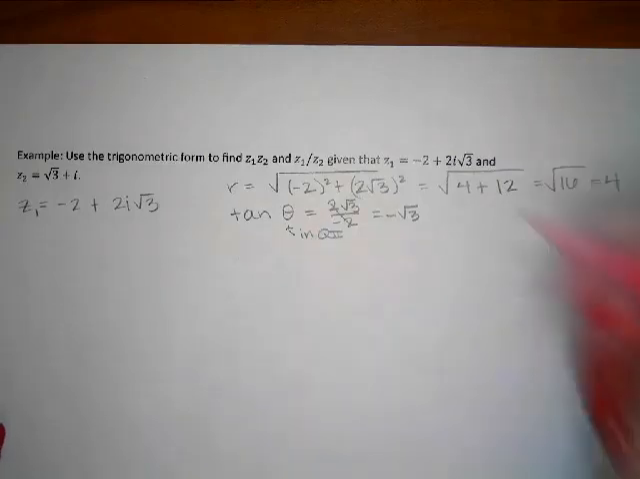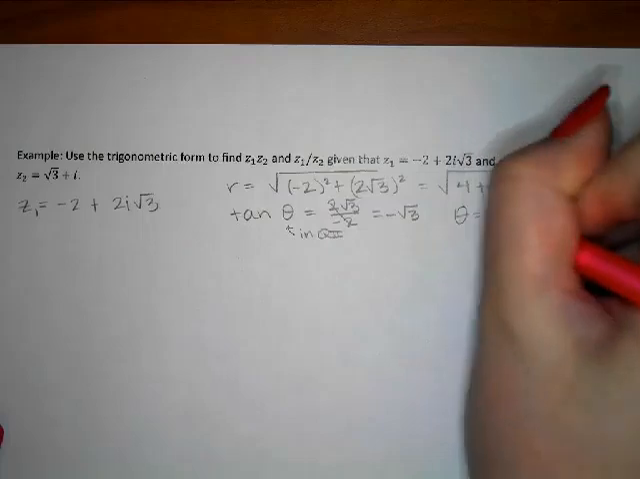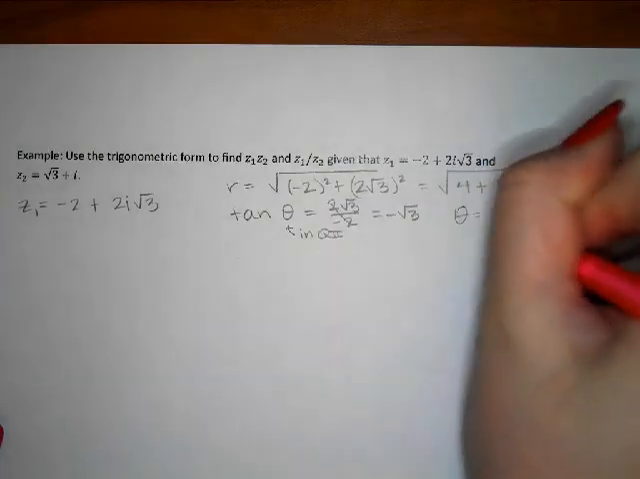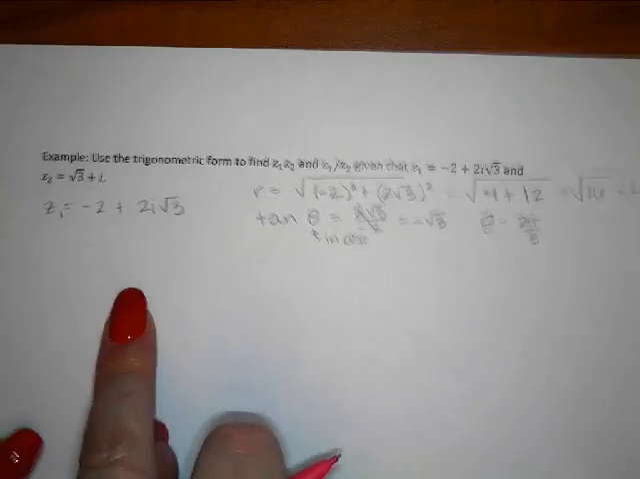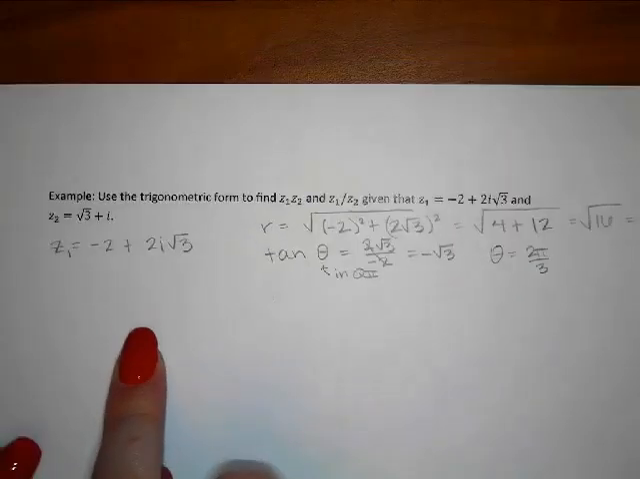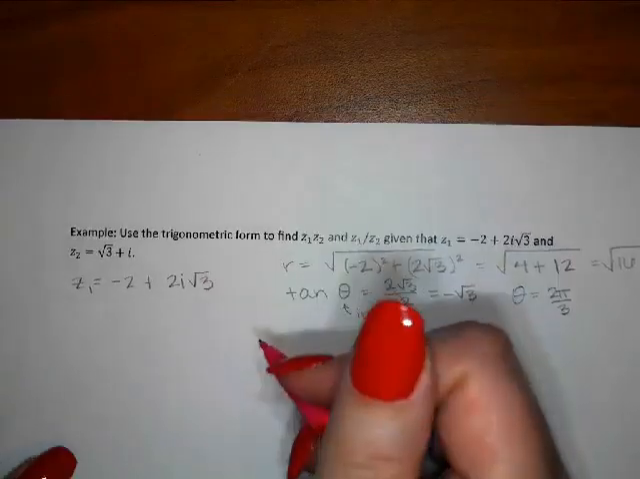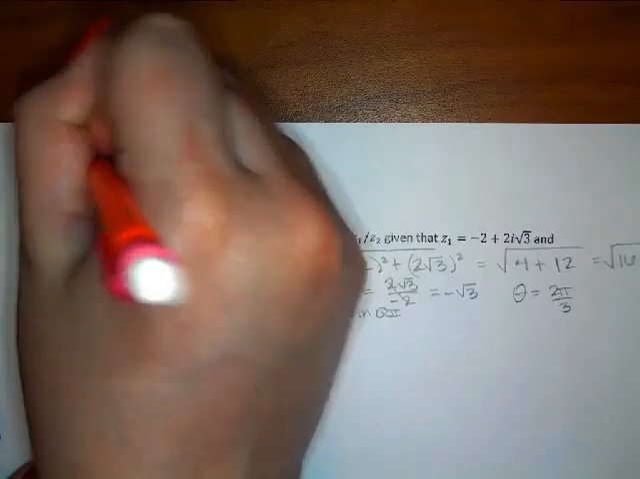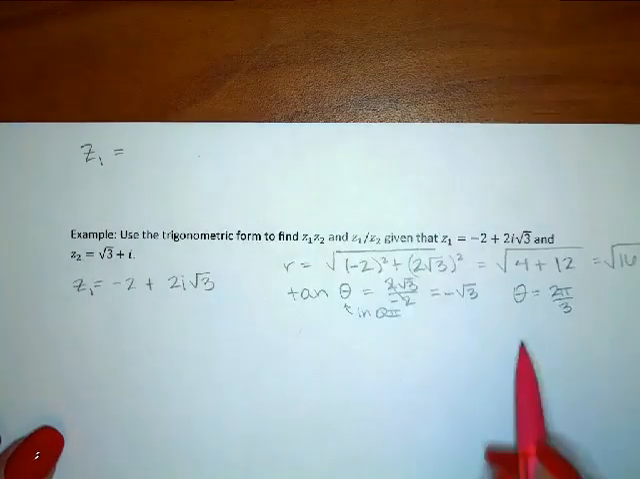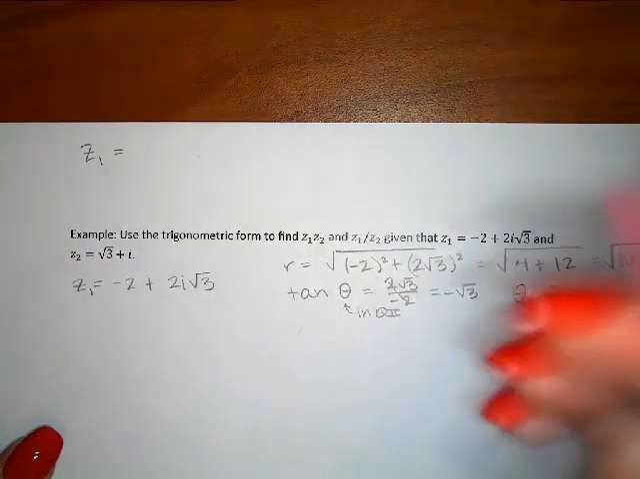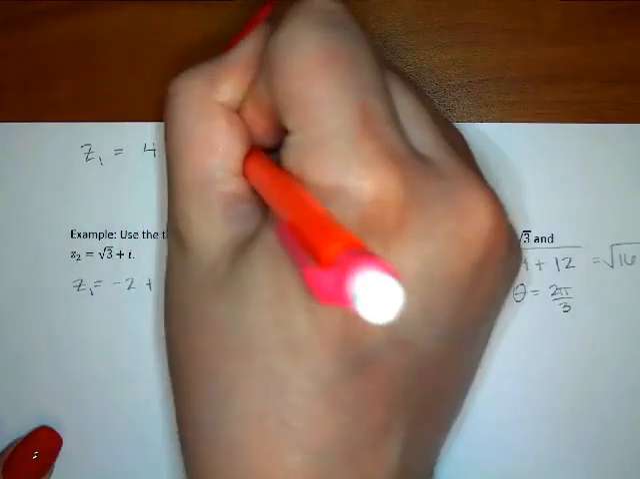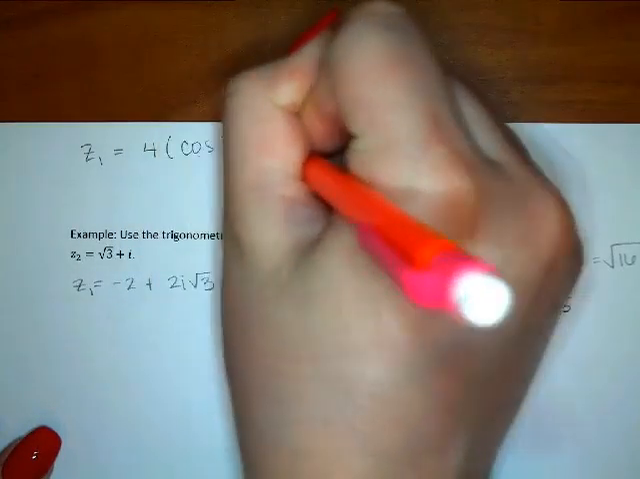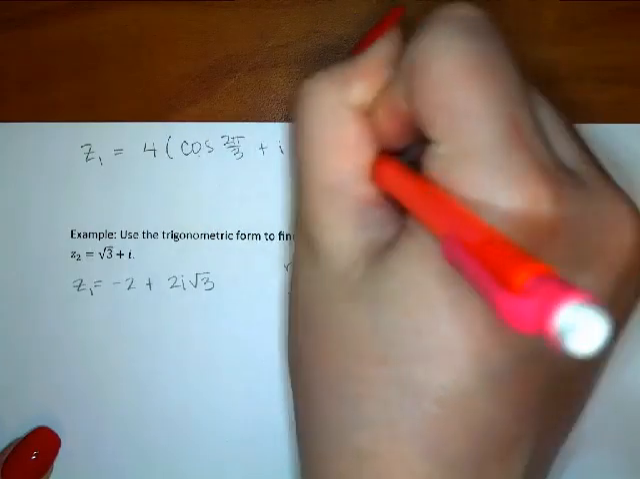Okay, so I know that I don't want to run out of room, so I'm going to write it up here. I know that the trig form for my first complex number is going to be 4 cos 2 pi thirds plus i sine 2 pi thirds. And if you wanted to, honestly, you could be doing this in degrees. You don't have to do it in radians. They never said you had to do it in radians.